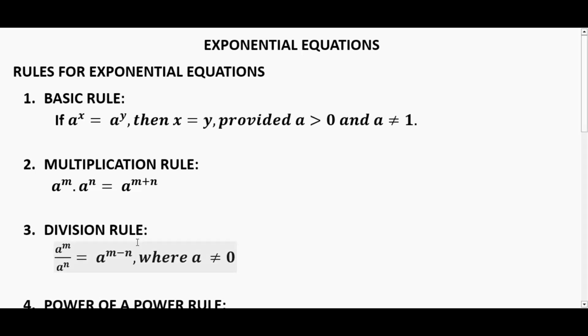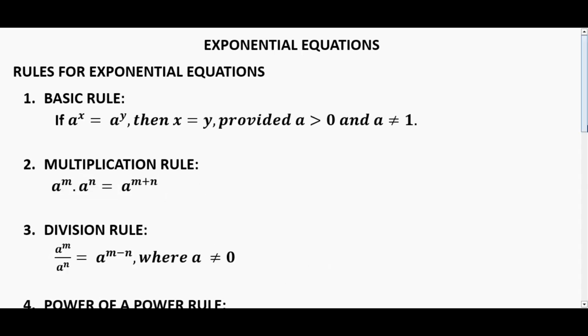The second rule is the multiplication rule. The multiplication rule states that if you have numbers with the same base, here we have a raised to the power of m multiplied by a raised to the power of n. In the multiplication rule, all you want to do is write down the base and add the powers, that is the exponents. So a raised to the power of m times a raised to the power of n is equal to a raised to the power of m plus n. So for the multiplication rule, you simply take one of the bases, only if the bases are equal, then you add the exponents. That is all for the multiplication rule.